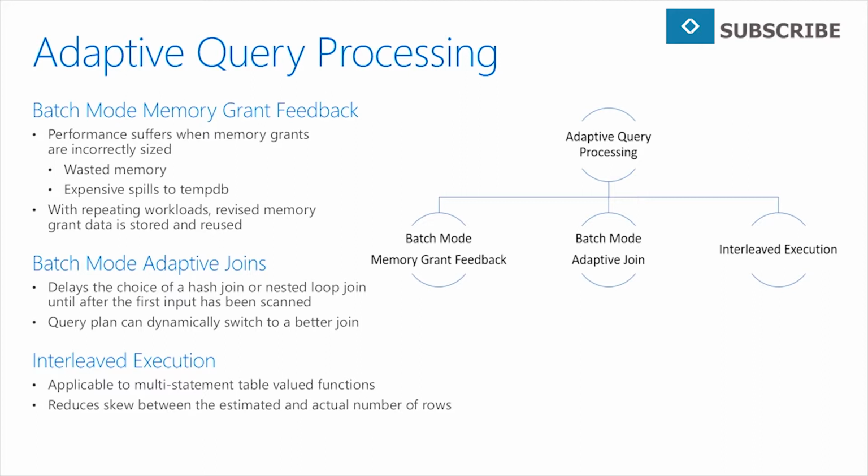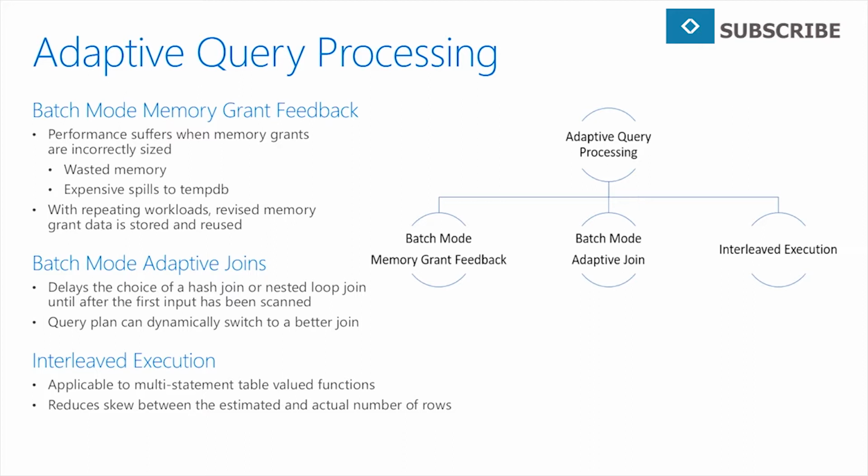The batch mode memory grant feedback monitors the memory asks and grants from queries, and if a grant is not correctly sized for the query, performance will suffer. Insufficient memory grants will force the query to spill to tempdb, also hurting performance. If the grants are too high, other concurrent queries will suffer due to wasted memory. When you repeat queries, SQL Server 2017 will track and revise these memory grants to ensure the best performance across the system.